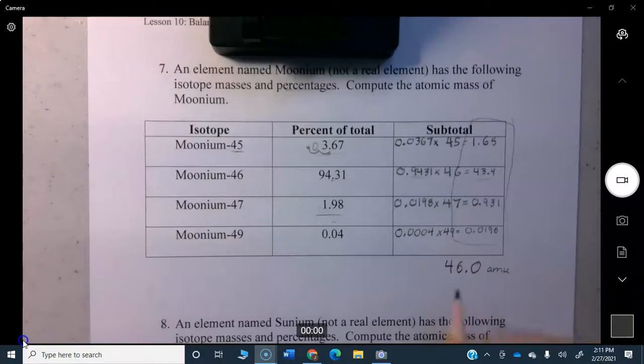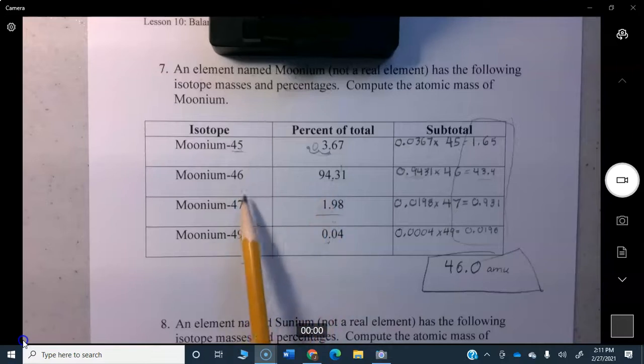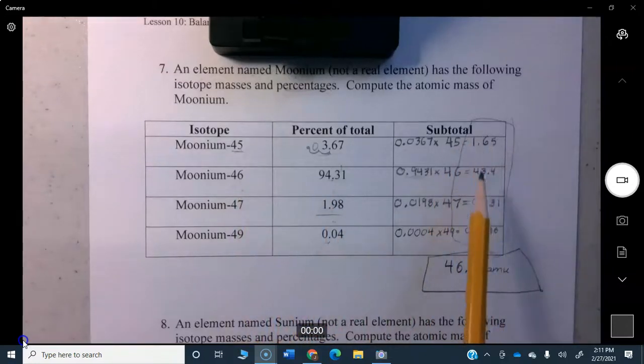Or it could be grams when we get into molar mass, which we haven't talked about yet, okay? So that's the way you do it. Turn those into a decimal, multiply them by each of these. It's called a weighted average. You get a result, and then you simply add those results up to get your final atomic mass, the average mass of all the isotopes.